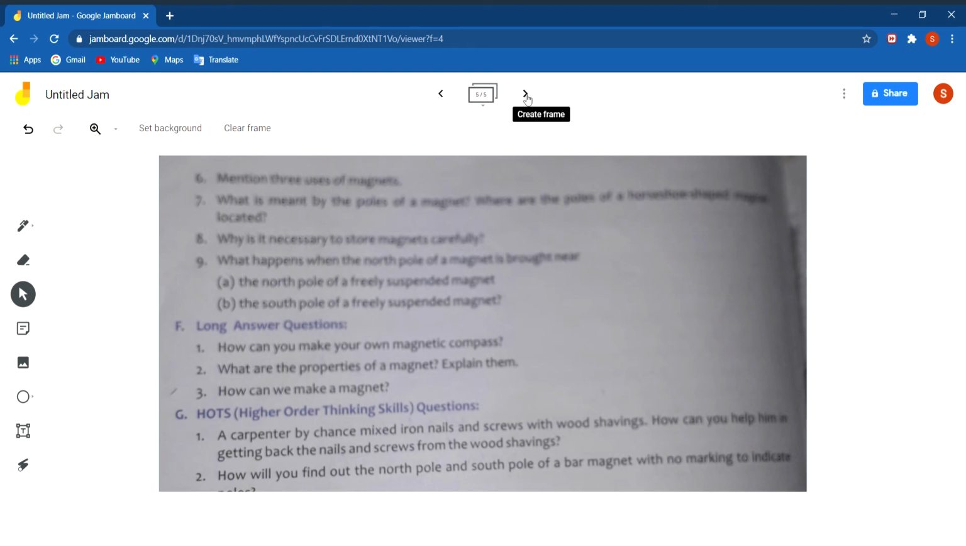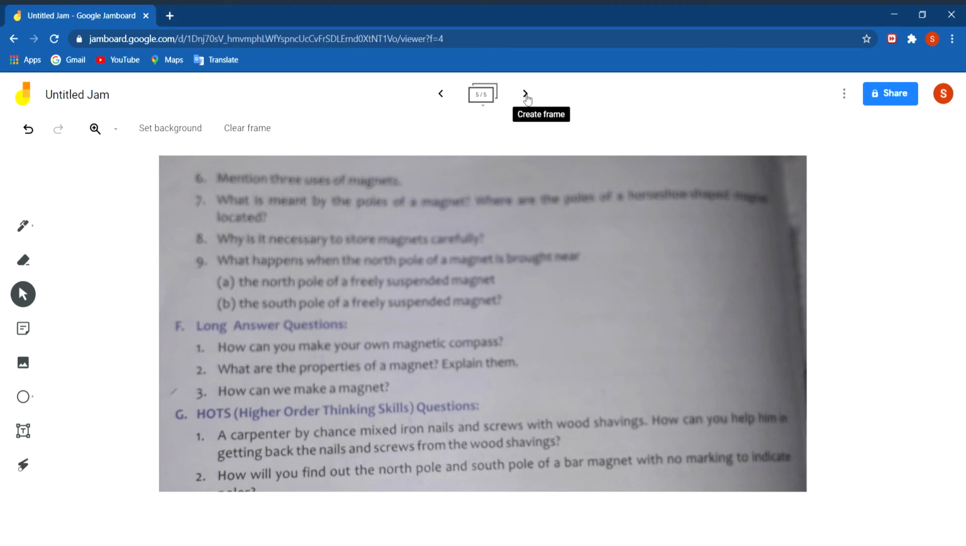Then what are the properties of a magnet? Explain. There are 4 properties of a magnet. You will write about them in detail. From page number 124 it is given. First is the attractive property, that a magnet attracts magnetic substances. Then the directive property, that it rests in the north-south direction. Then the attraction and repulsion property, that like poles repel and unlike poles attract each other. And last, the poles of a magnet always exist in pairs. These are the 4 properties given on pages 124, 125 and 126. You will write about each property and explain it.